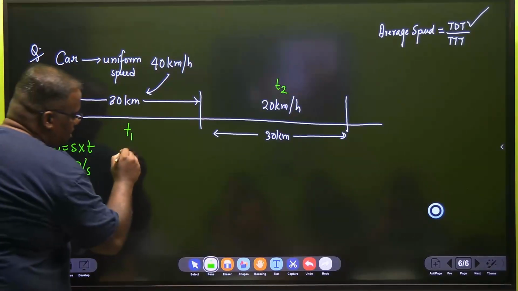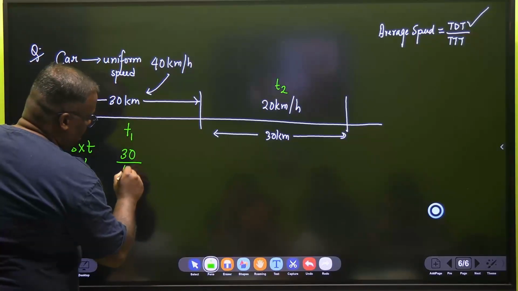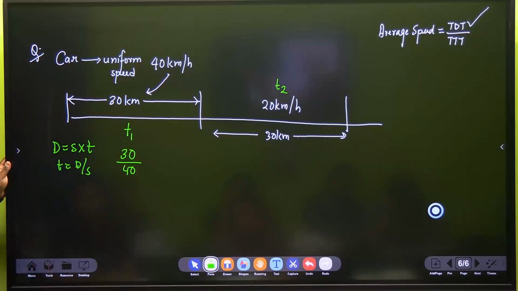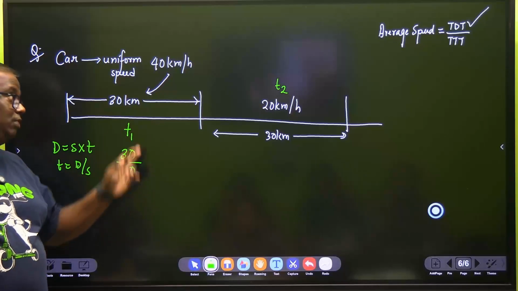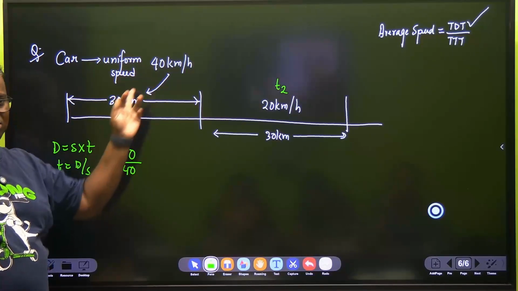What is your distance? 30. What is your speed? 40. While doing so, don't just blindly do 30 by 40. First check whether the units are the same or not.